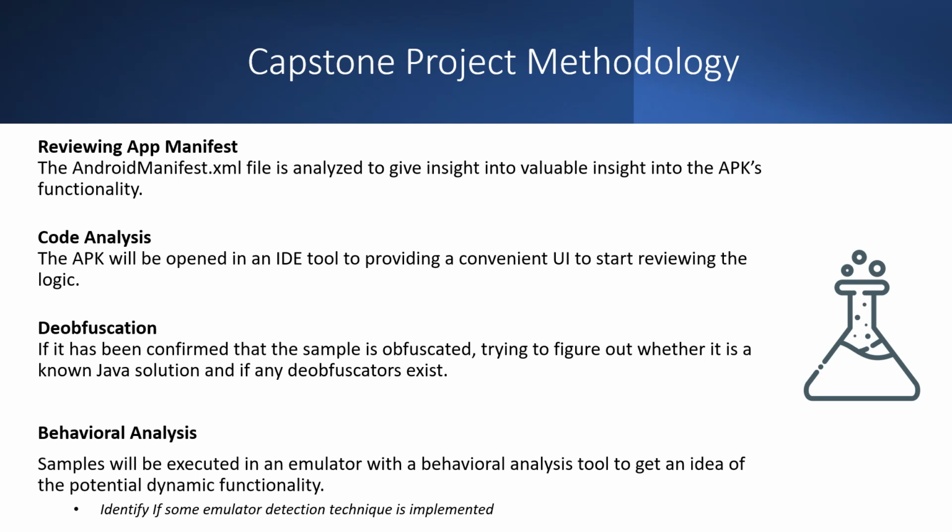Deobfuscation. If it is confirmed that the sample is obfuscated, try to figure out whether it is a known Java solution and if any deobfuscators exist. Behavioral analysis will be used. The sample will be executed in an emulated environment with a behavioral analysis tool to get an idea of the potential dynamic functionality, identifying if there is some emulator detection technique that is implemented.